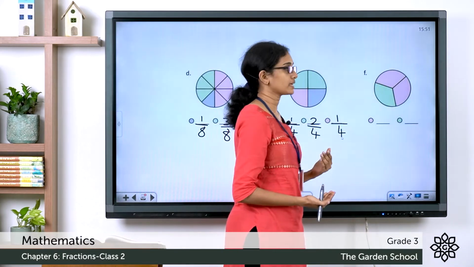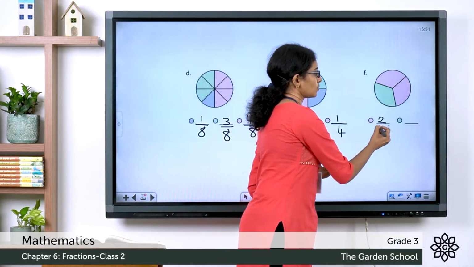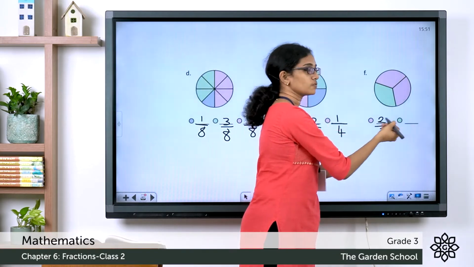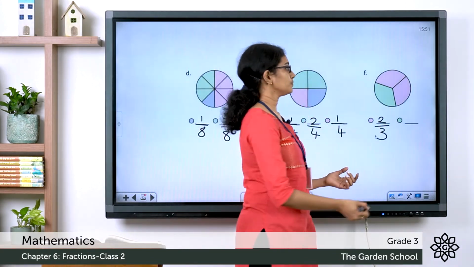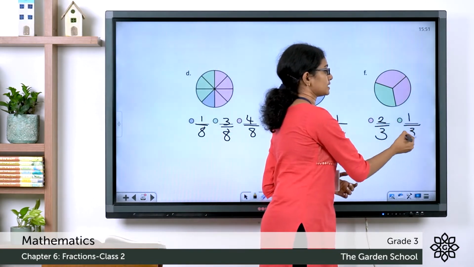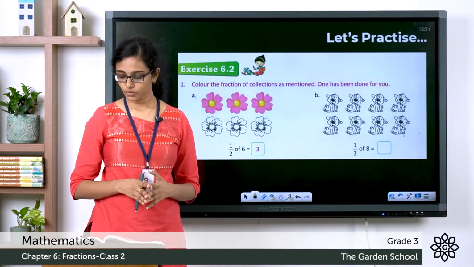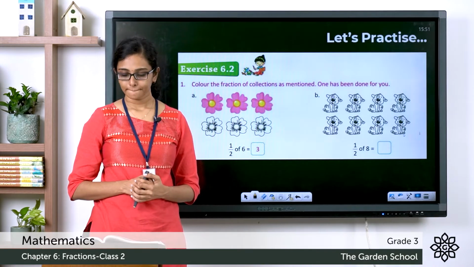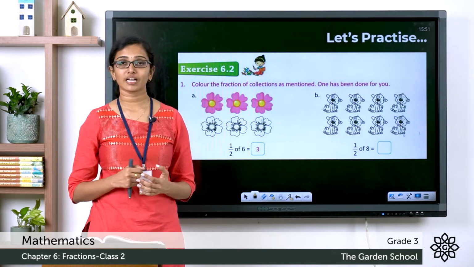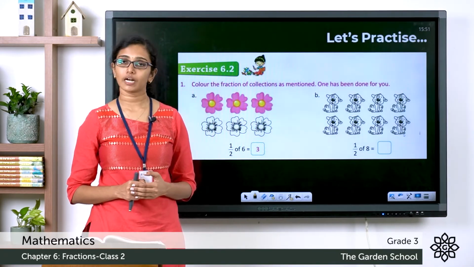Fraction of parts shaded in pink is equal to 2/3. And fraction of parts shaded in green is equal to 1/3. Let's move on to the exercise 6.2, which is in page number 89. Color the fraction of collections as mentioned. One has been done for you.